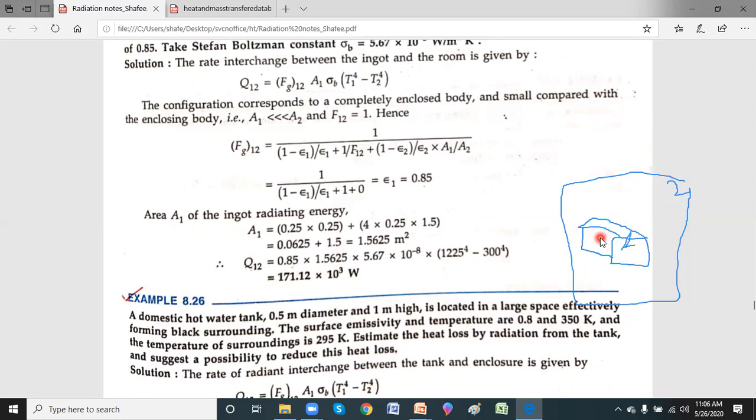It's the same problem if, say, I have a cylinder cast from the mold and kept in the room for cooling. In that case, how much is the radiation heat transfer? This radiation heat transfer tells us how fast the casting is being cooled as it transfers heat to the room. So this problem gives us that idea.